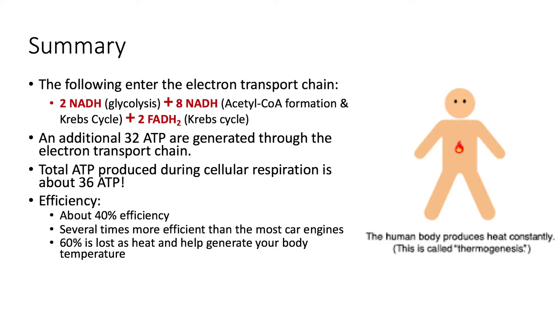It's actually more efficient than most car engines. Most car engines are actually about 20% efficient. The really, really good ones are about 40% efficient. So cellular respiration is not bad. So what happens to the other energy? Because 40% is used to make ATP. What about the other 60%? It's lost as heat. And that 60% heat loss is what helps to keep your body warm and give you that high body temperature that you have inside of your body. So that's done through cellular respiration.